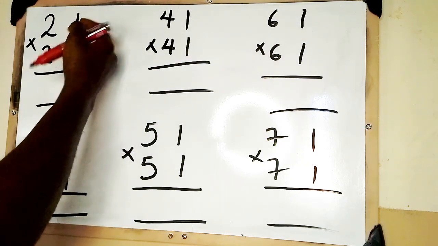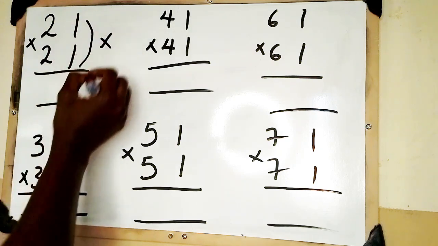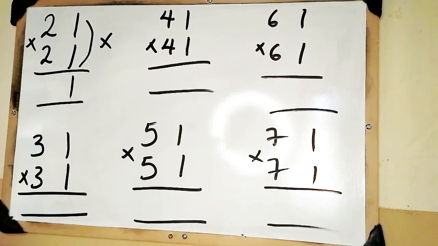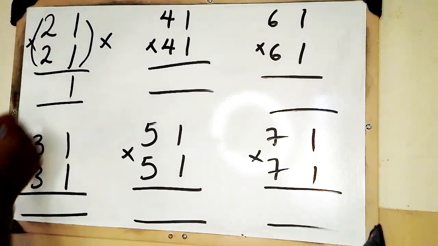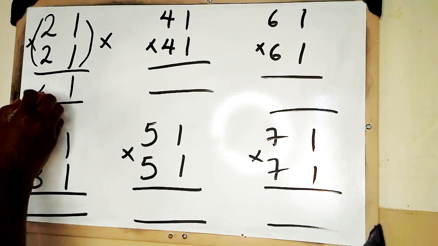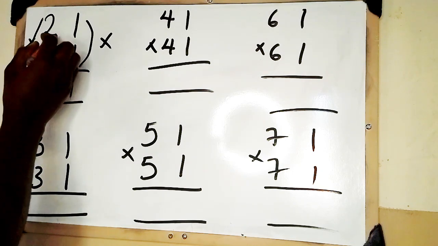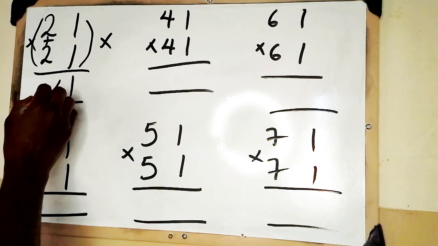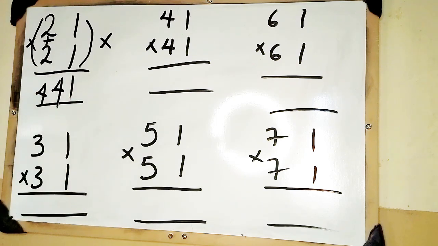For 21, we have 1 times 1, which will give us 1, 2 times 2, which will give us 4, and then 2 plus 2, which will also give us 4. So 21 times 21 gives us 441. The next number is 31 times 31.